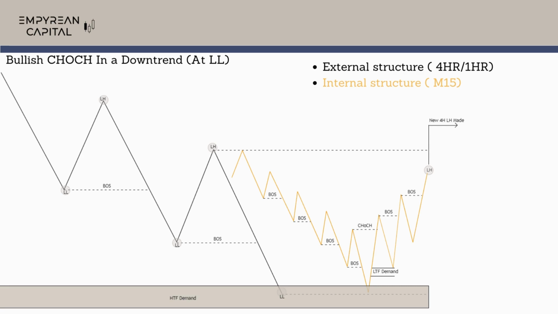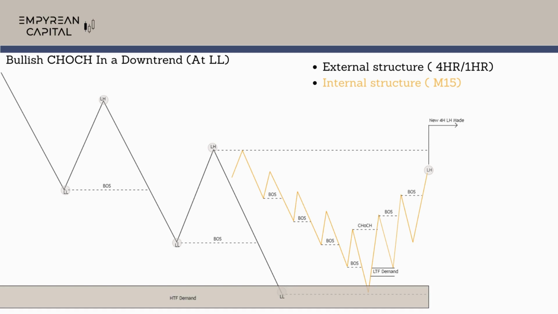And again, this occurs once price breaks above the lower high that generated that lower low. Once this occurs, this provides a signal to us that the lower time frames are ready to facilitate that higher time frame up move to create that new higher time frame lower high. Right, and again, where would we enter? We would enter off a lower time frame demand.